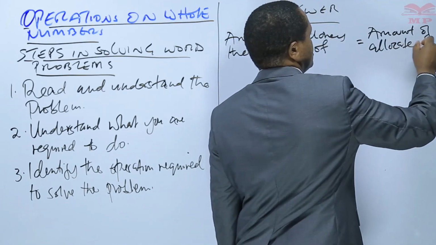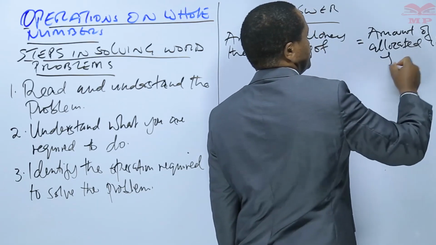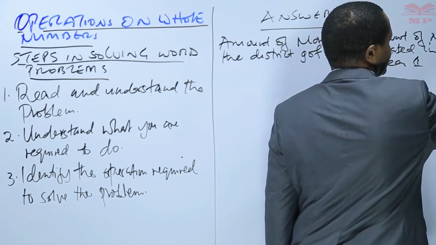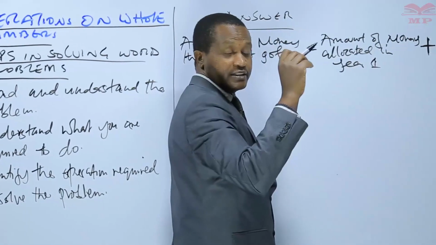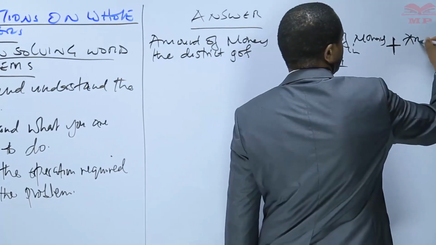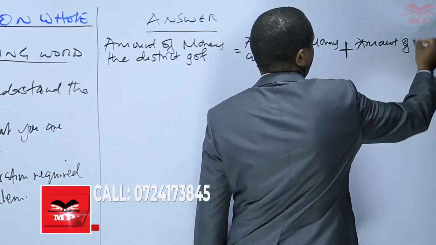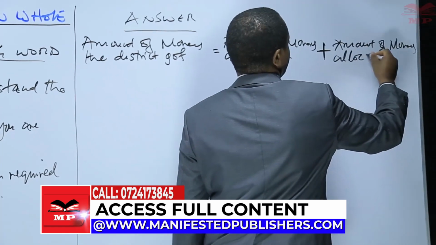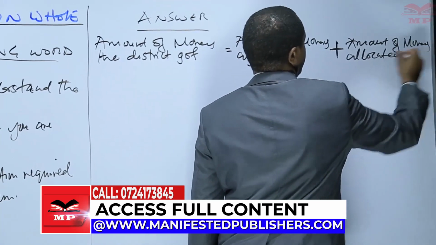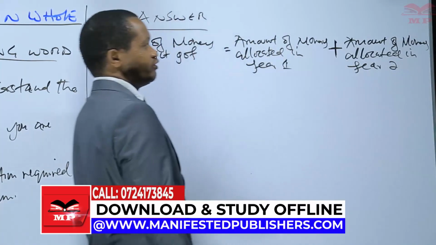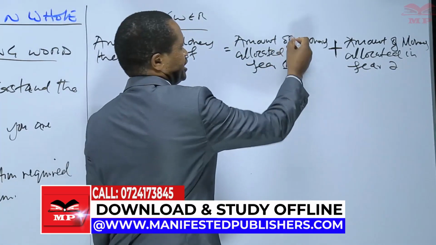amount of money allocated in year 1, plus, the operation is addition, plus the amount of money allocated in year 2.